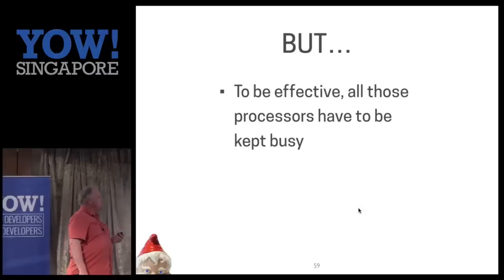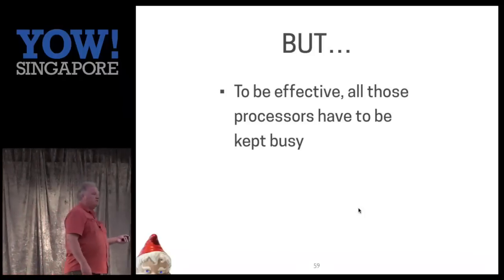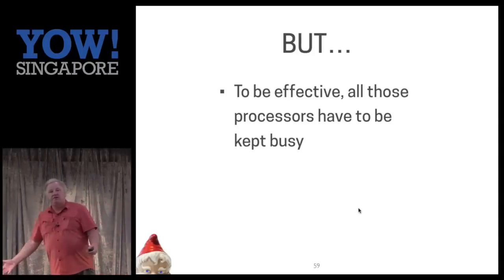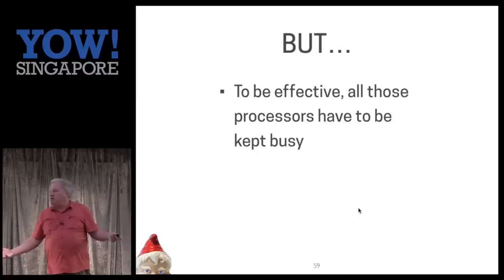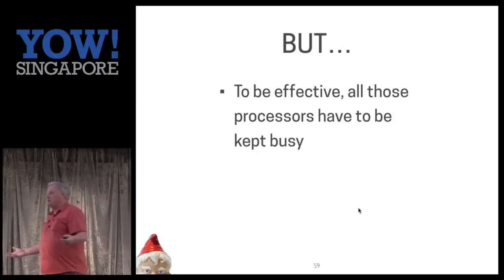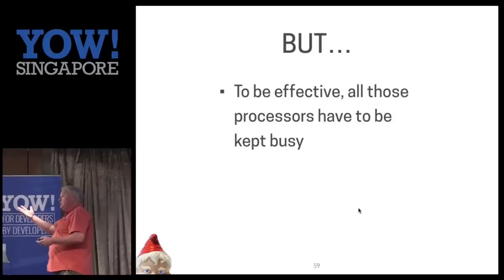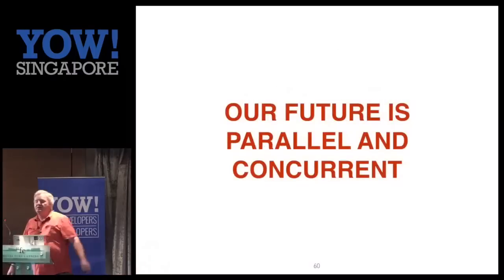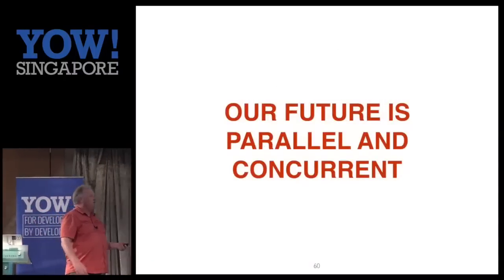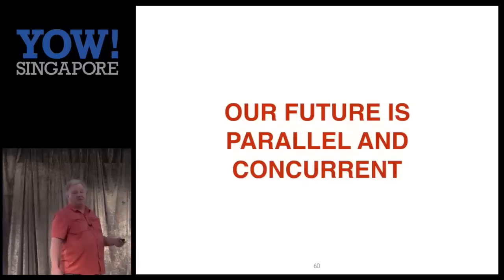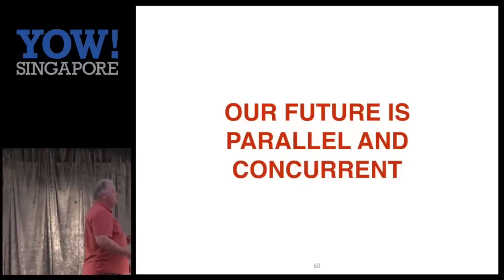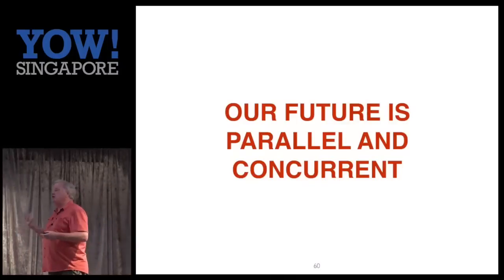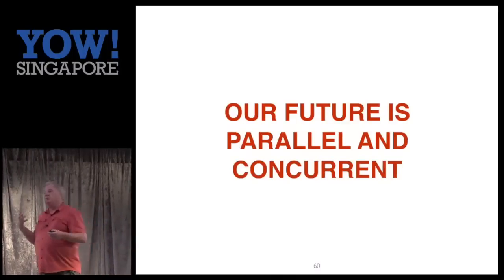The problem is that in order to be effective, we actually have to use those processors. If you've got a 16-core machine that's running at 1 gigahertz, then you don't have a 16 gigahertz machine. You have 16 1 gigahertz machines. And as a result, unless you're actually using all of those cores, you're not going to be getting the most out of all this expensive hardware. And because of that, I can guarantee you that our future is going to be parallel. And because it's parallel, it's going to be concurrent. If you're not currently writing parallel code, then you are not currently using the computer to its best advantage.